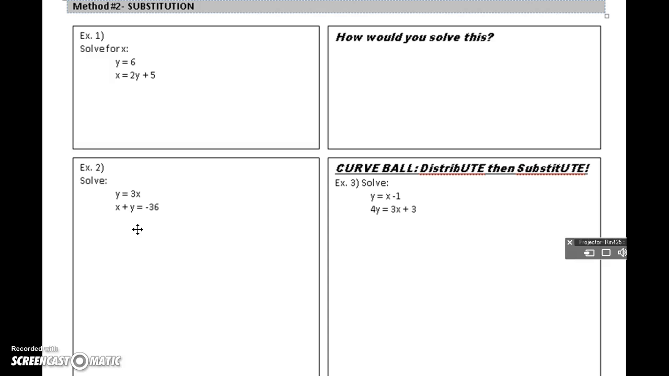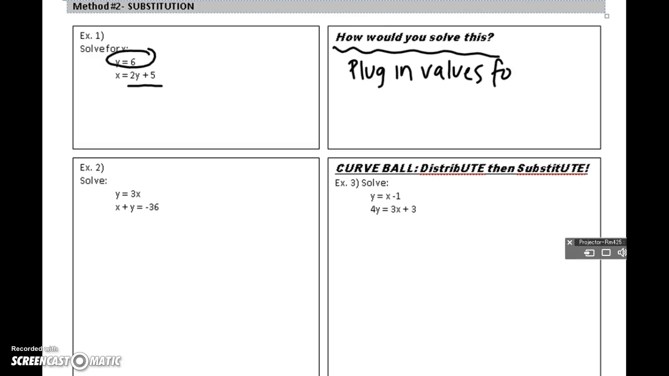If this was the problem, y equals 6 and x equals 2y plus 5, and you were given the directions to solve for x, I already see that y is isolated and y equals 6. So in order to solve for x, which is expressed in terms of y, all I would have to do is plug in values for y after y is isolated.